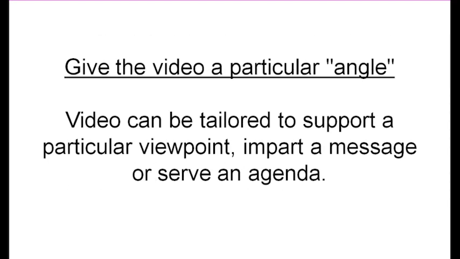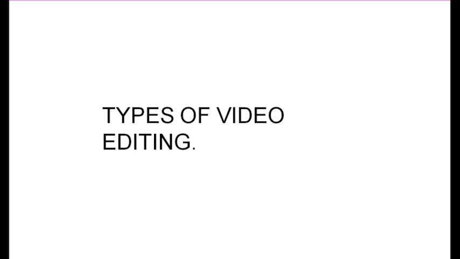Give the video a particular angle. You must be able to give your video a particular angle. You must be able to make it impart a message. You must be able to give it a point of view. And the next one we'll look at is types of video editing.